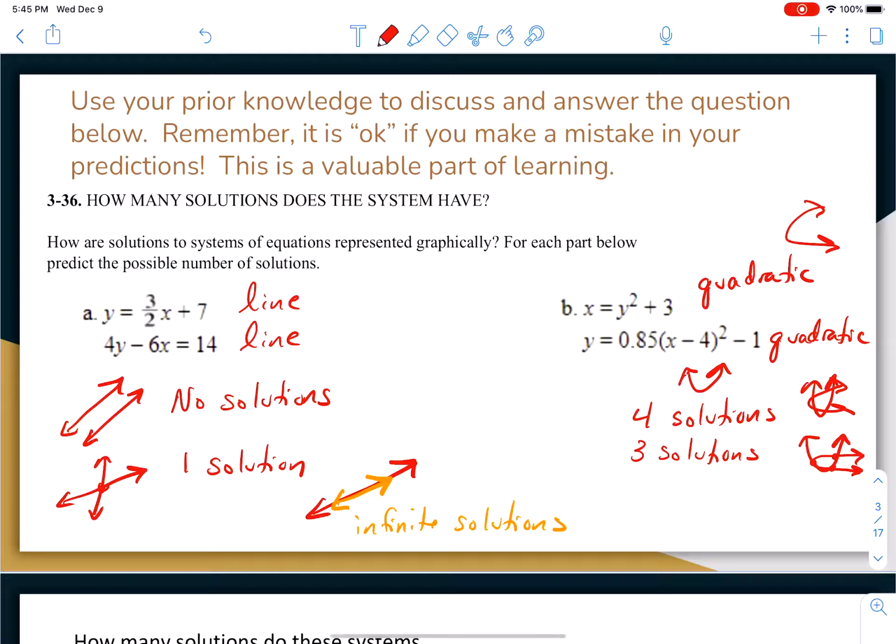And then hit at 3 points. I could have 2 solutions if the graphs intersected in only 2 spots. I could have 1 solution if the vertex of the second graph just touched in 1 spot. And I could have no solutions if those graphs did not intersect at all.